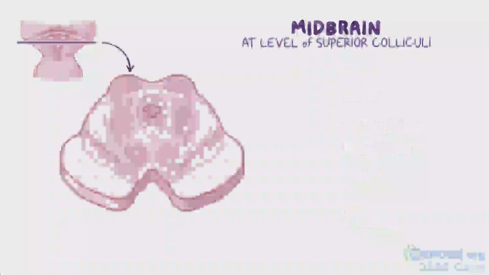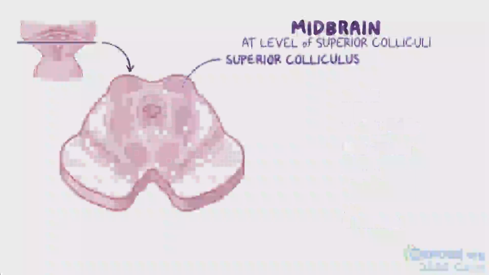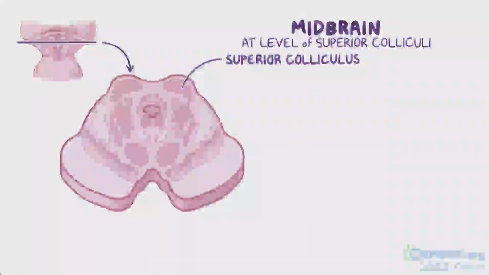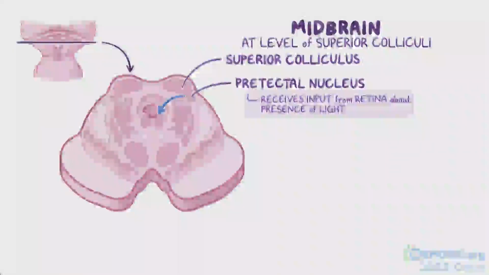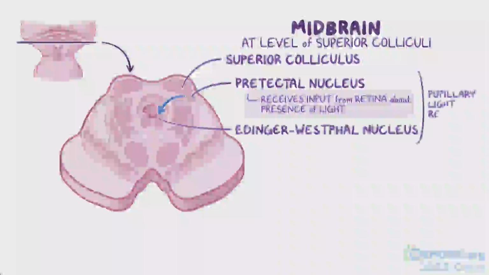Finally, let's move rostrally again to the level of the superior colliculi. The nuclei of the superior colliculi are posterior to the central gray matter. Lateral to them, we find the pretectal nuclei that receive input from the retina about the presence of light. They send signals to the parasympathetic nuclei of the oculomotor nerve, also known as the Edinger-Westphal nuclei, situated in the ventral portion of the central gray matter.